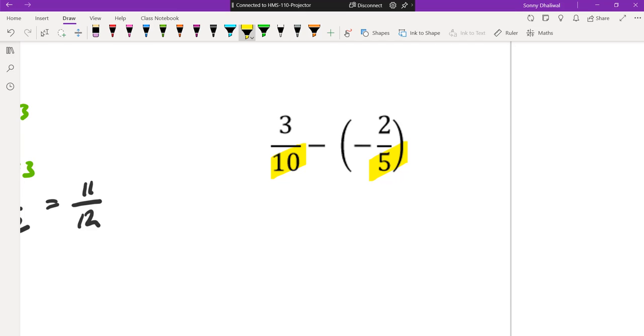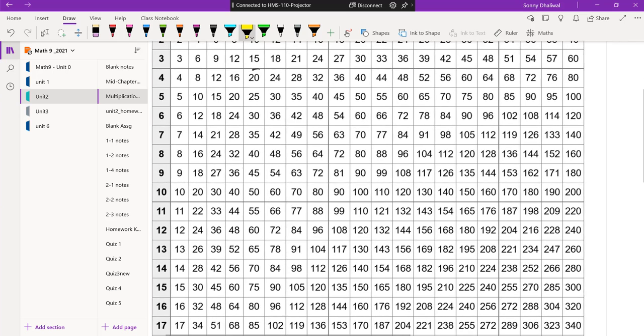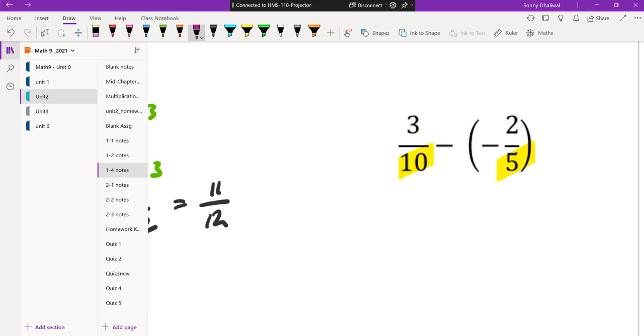So either we know our multiplications, we can do it quickly off of our head, or I mentioned you can use your multiplication chart, right? So you find your two denominators, 10 and 5 in this case, and we look for the common multiple. What would that be? What is our common multiple? 10, right? And there's lots of them, but we just pick the smallest one, right? So then we go back to our notes here, and we go, let's change the denominator to 10.